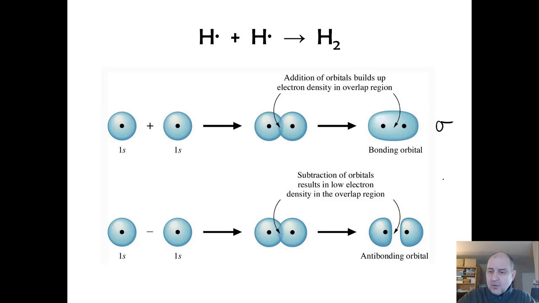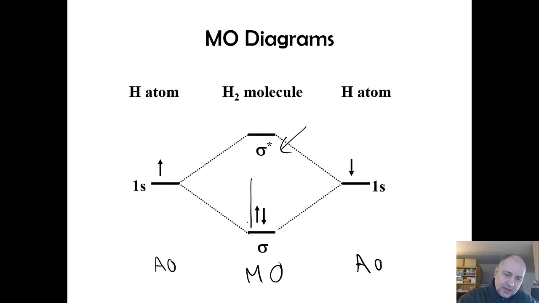So this is the sigma, and this is the sigma star. This region leads to bonding, right? Lowering, again, the potential energy. So we've got the 2 valence electrons from the atomic orbitals, you put them in, and so you get a sigma bond.